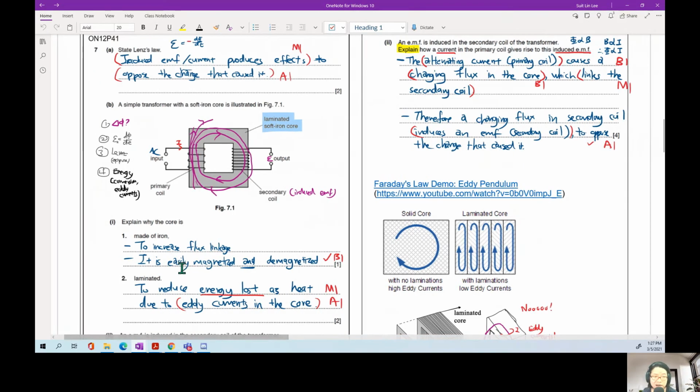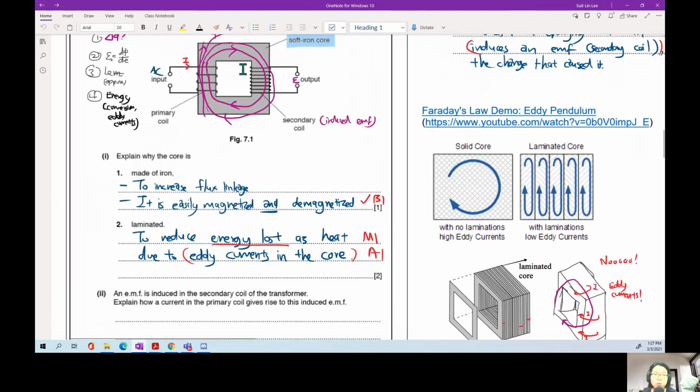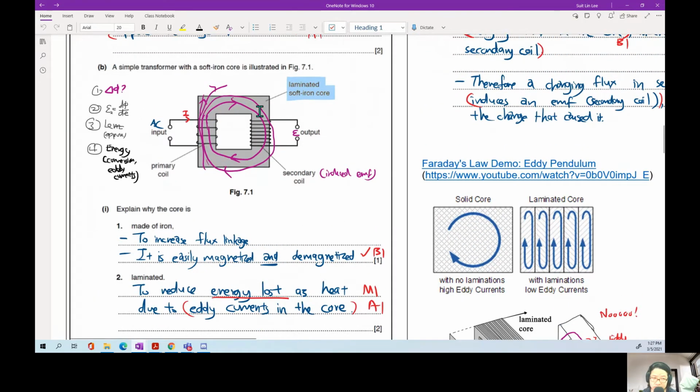But what you need to know for the exam are things like, for example, why is the core made of iron? To increase the flux linkage so that we can link them closely, and it is easily magnetized and demagnetized. Why is it laminated? This is to reduce energy loss due to eddy currents in the core. When we have a laminated core, there is an insulator in between, so there's no space for the eddy current to build up because the electrons cannot transfer to another layer.